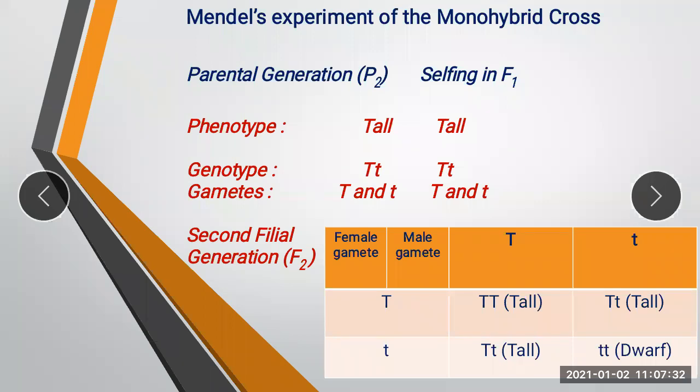Wherever there is even one capital T, the phenotype of that plant will be tall, and if there are two small t's, then it will be recessive. So here you can see the combinations. Out of four plants, three will be tall in the next generation also, and only one plant will be dwarf. Right? Can you see?